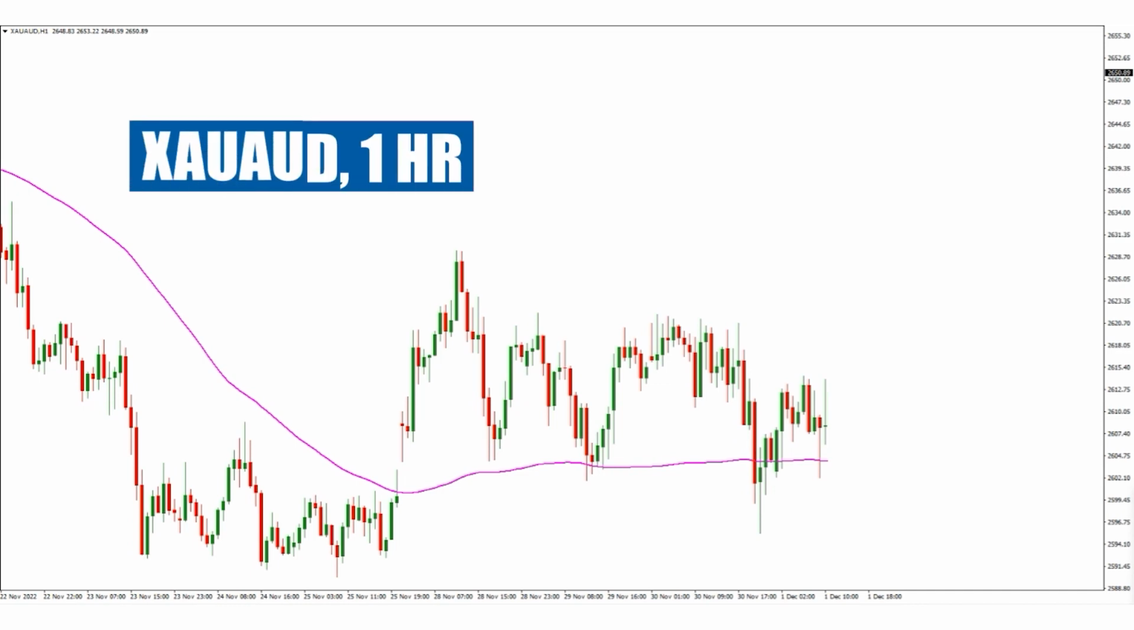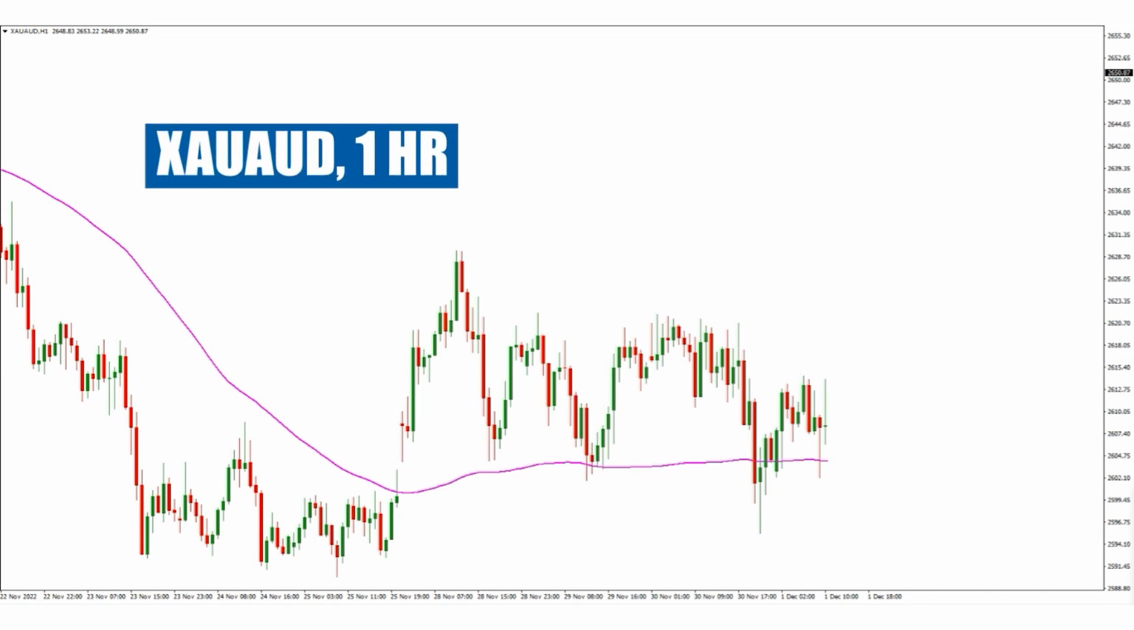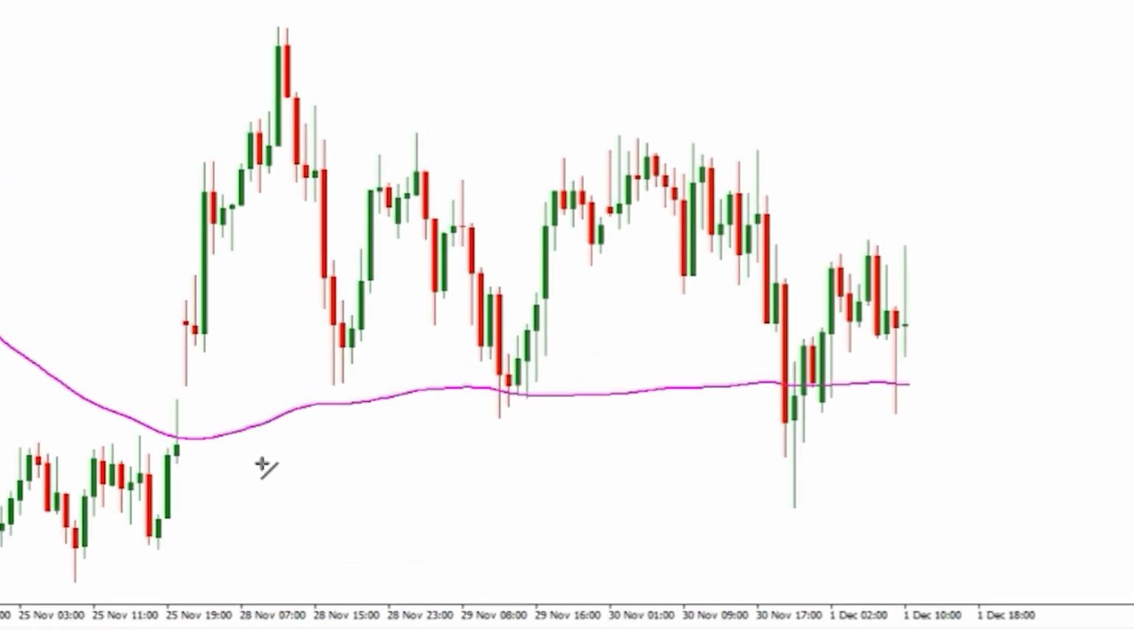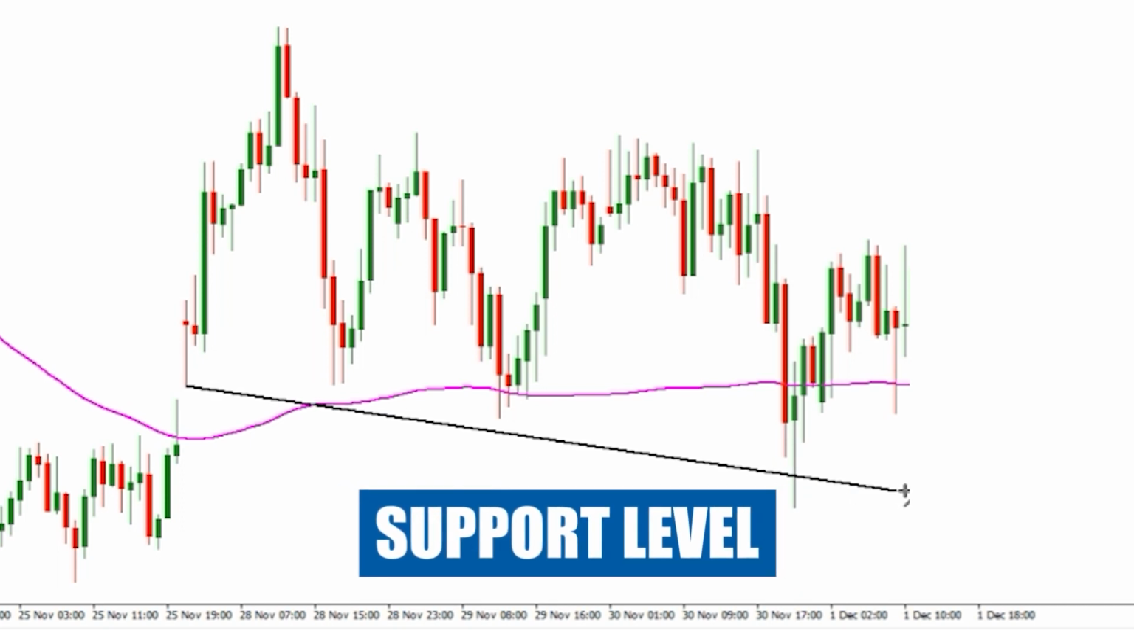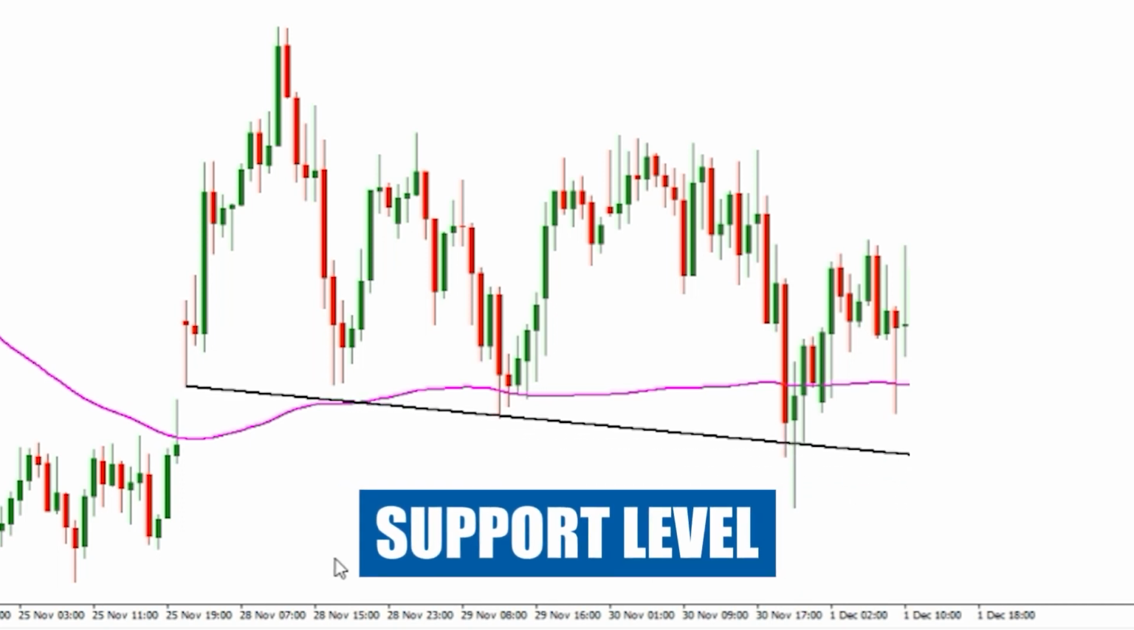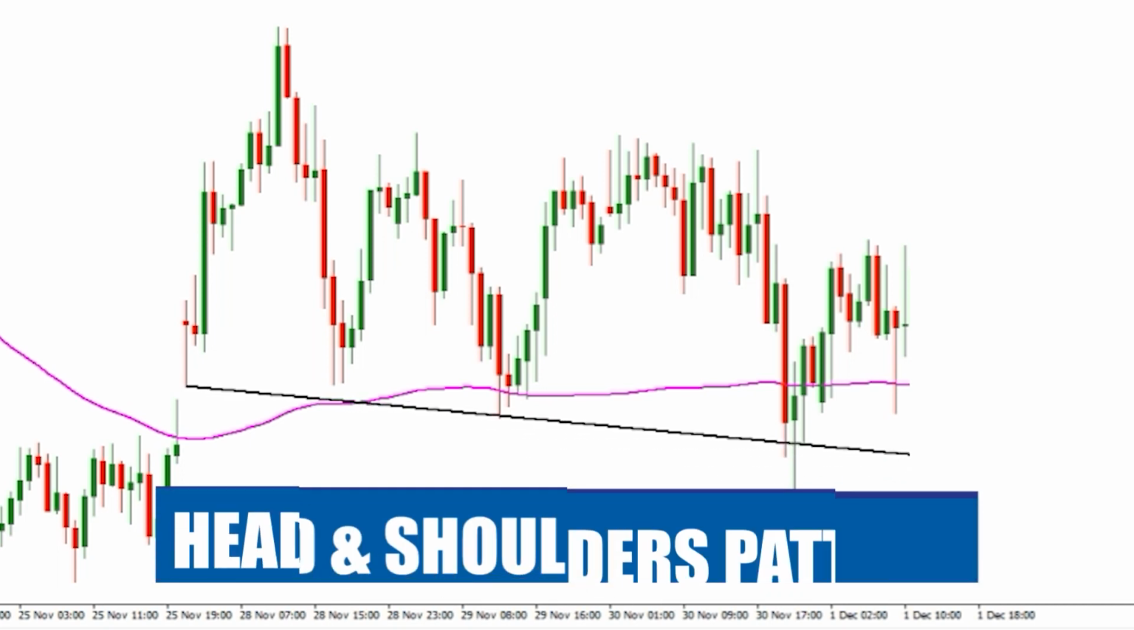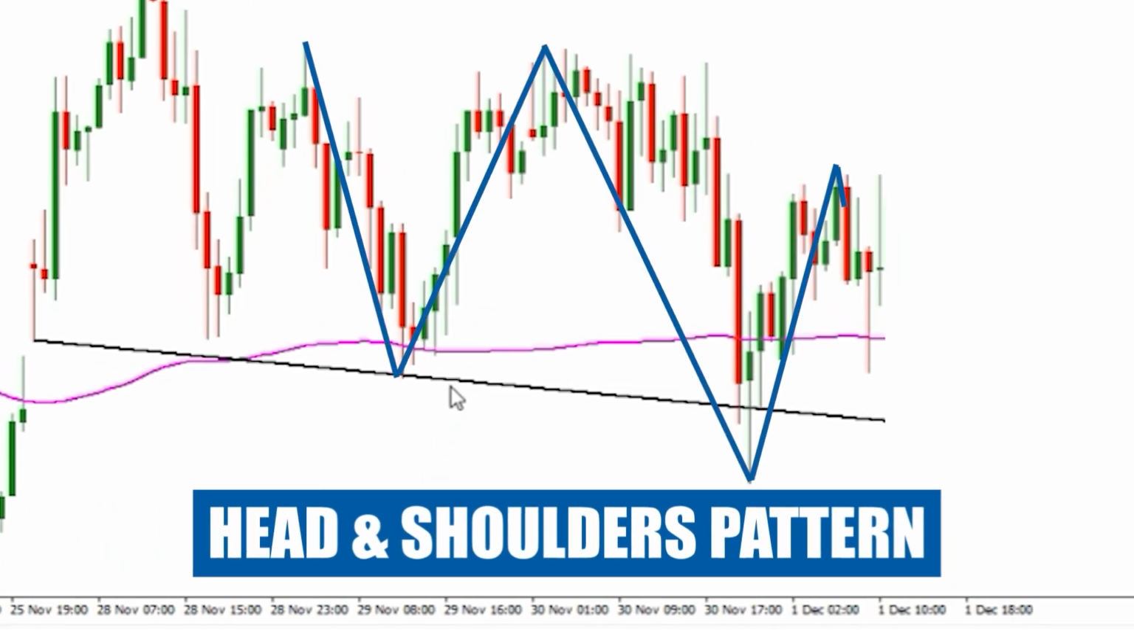So here we are looking at the gold Australian dollar on the 1 hour chart. We have a few things happening here. We have this support level here, and we also have a formation of a head and shoulders pattern. We've got the left shoulder, we've got the head, and we've got the right shoulder there.